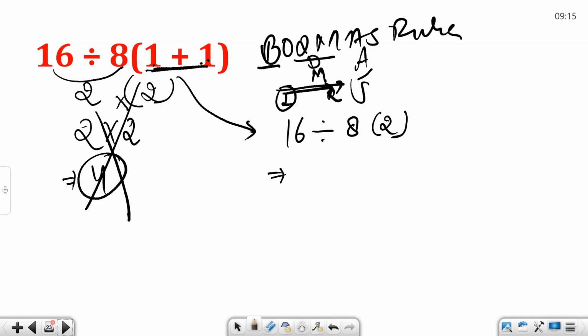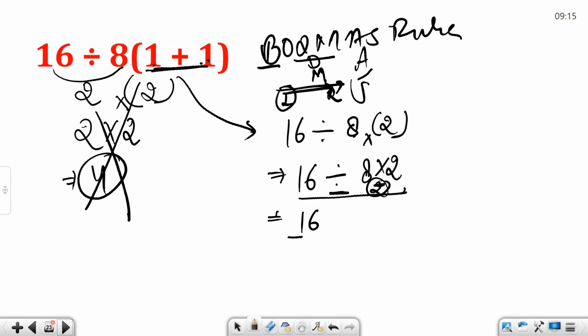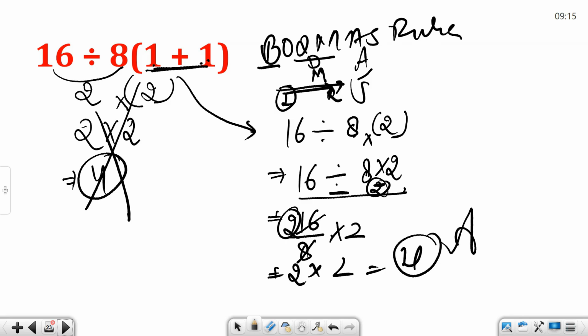So now, looking at 16 divided by 8, let's solve the bracketed part first. 1 plus 1 equals 2. Now we can remove the bracket and multiply, which gives us 16 divided by 8 times 2. According to the BODMAS rule, division comes first in this specific sequence, followed by multiplication second. So 16 divided by 8 results in 2, and then 2 times 2 equals 4. This is the final result of our calculation.